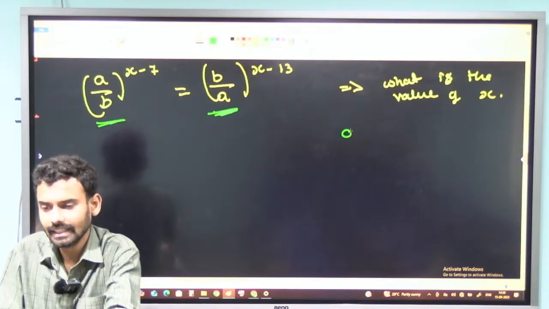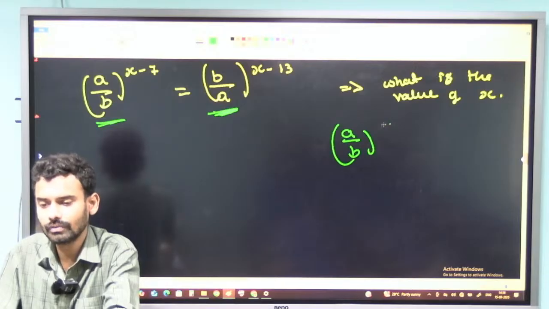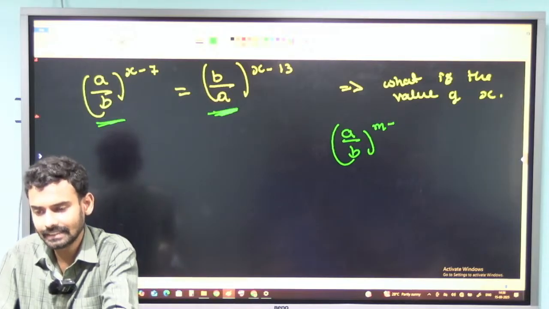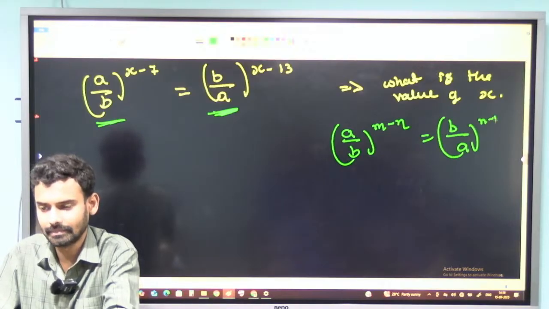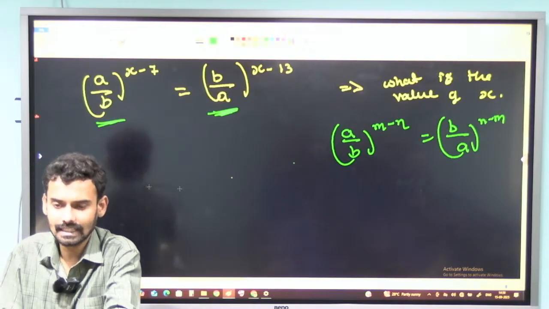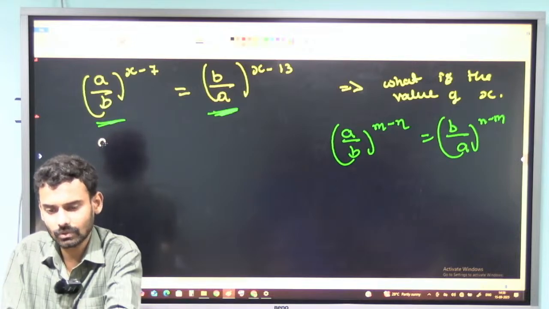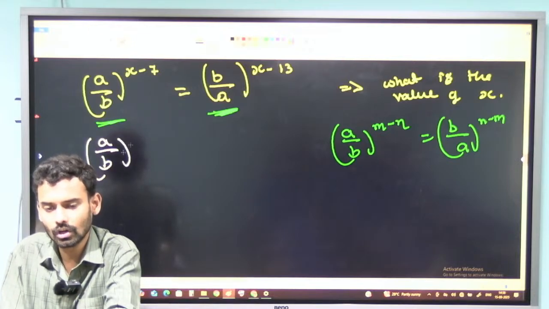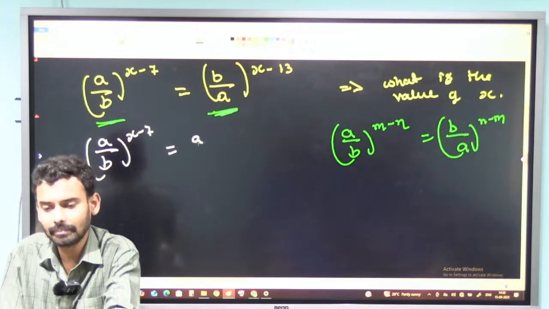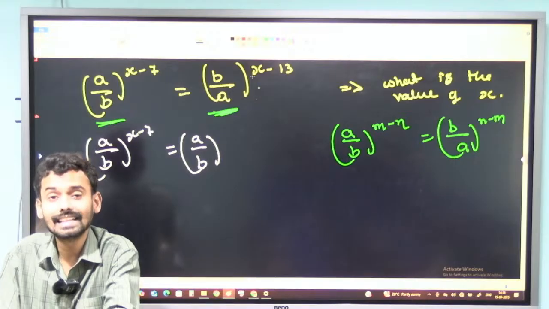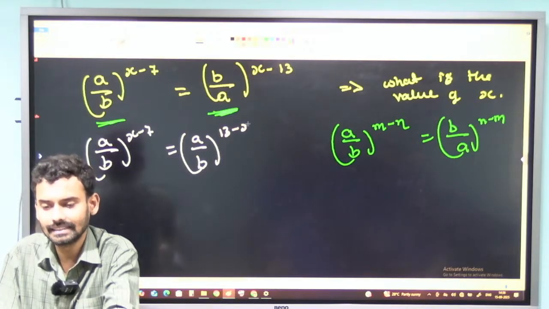As we have studied, a by b to the power of m minus n can be written as b by a to the power of n minus m. This we have seen in the last class. Using that, I can write this question as a by b to the power of x minus 7 is equal to, if I take b by a as a by b, then I need to change the power x minus 13 to 13 minus x.